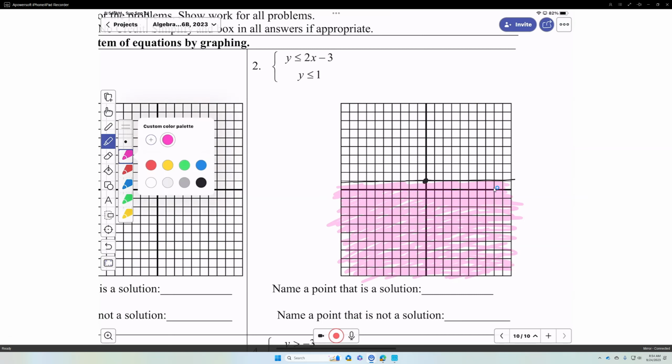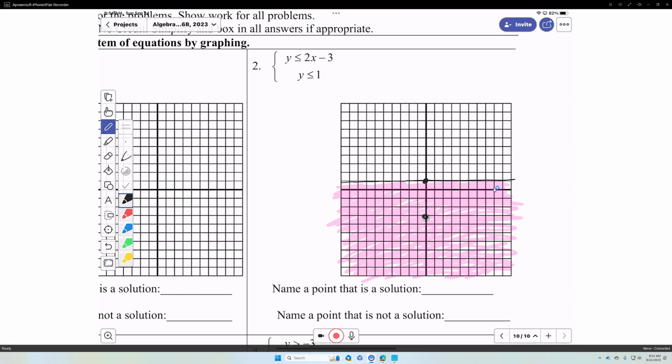The next one has a y-intercept of negative 3. 1, 2, 3. Here's negative 3. And it has a slope of 2. So I go up 2 over 1, and I repeat the process. And it is a solid line. Go down 2 over 1 and repeat. And it says less than, so you're going to shade below.